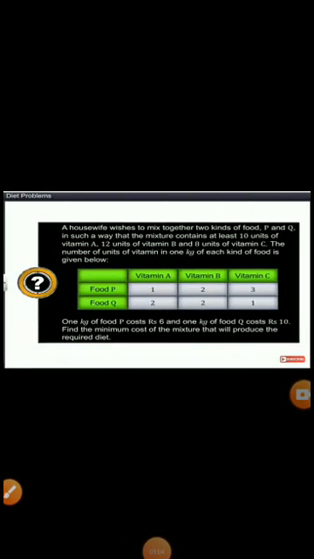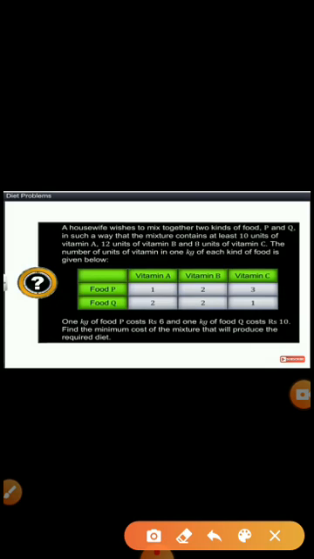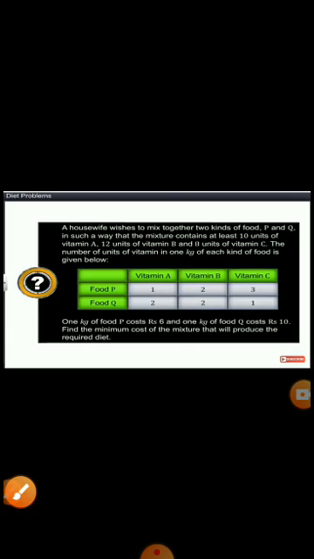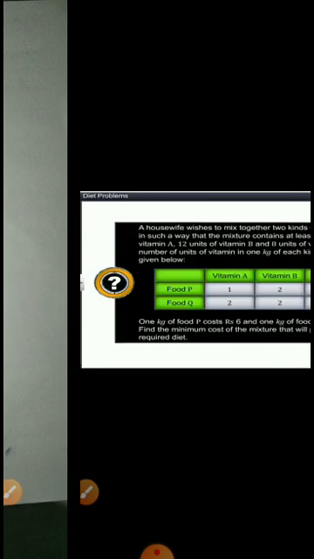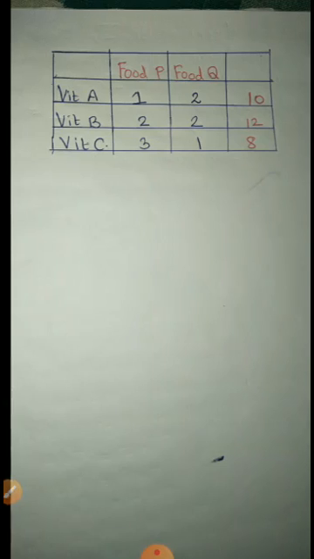Again, what they have given is, now check for that "at least." For vitamin A, it was a mixture containing at least 10 units of vitamin A, 12 units of vitamin B, and 8 units of vitamin C. Okay, so 10 for vitamin A, 12 for B, and 8 for vitamin C. So accordingly, we can write 10 for vitamin A, 12 for B, and 8 for C.